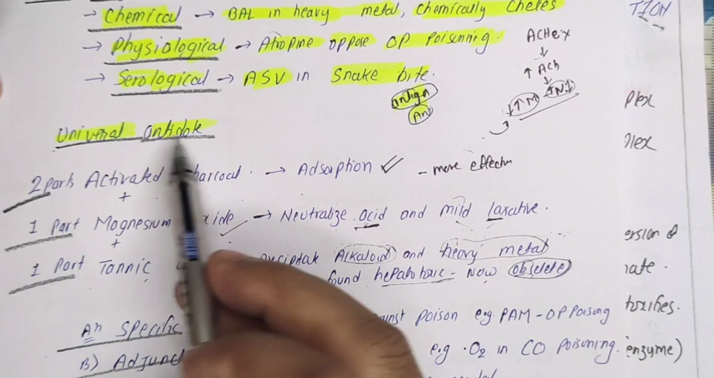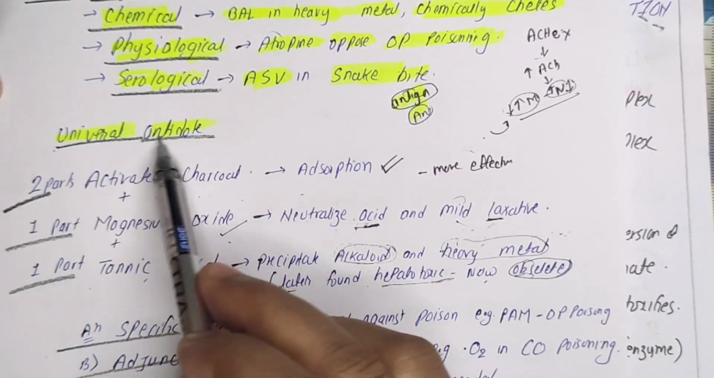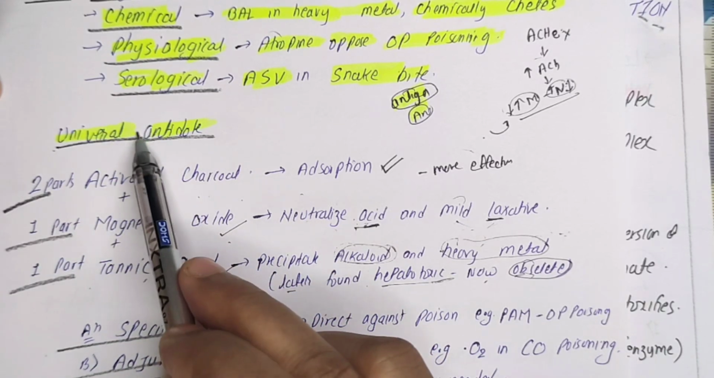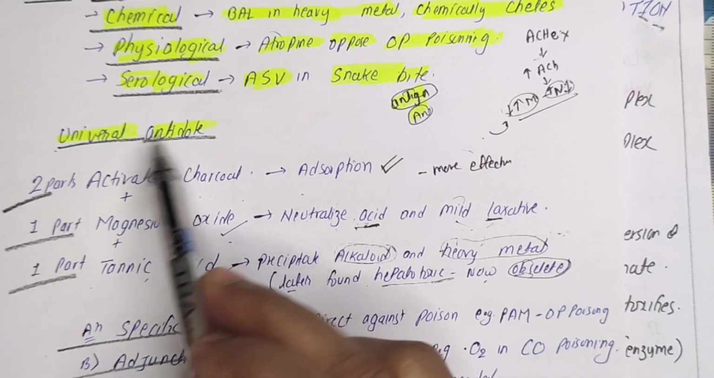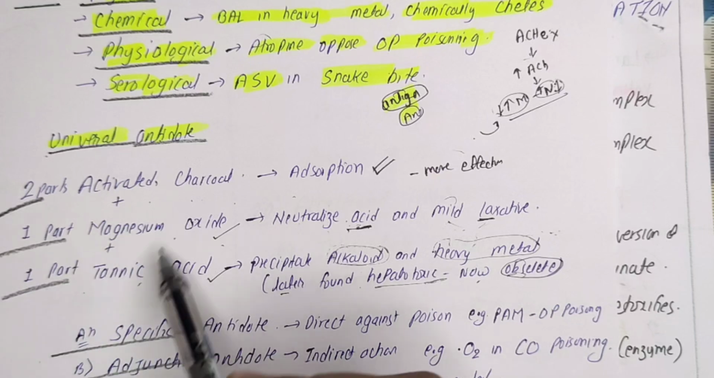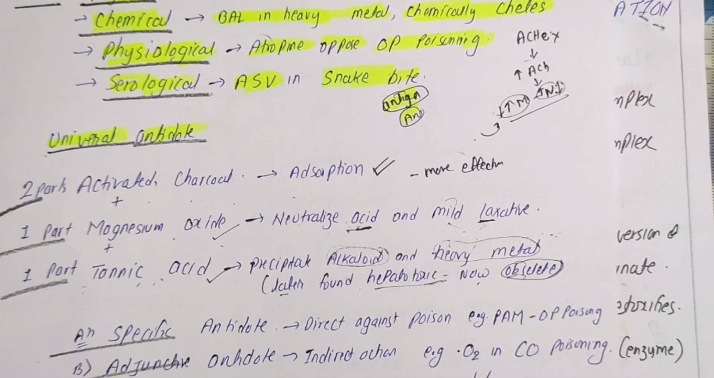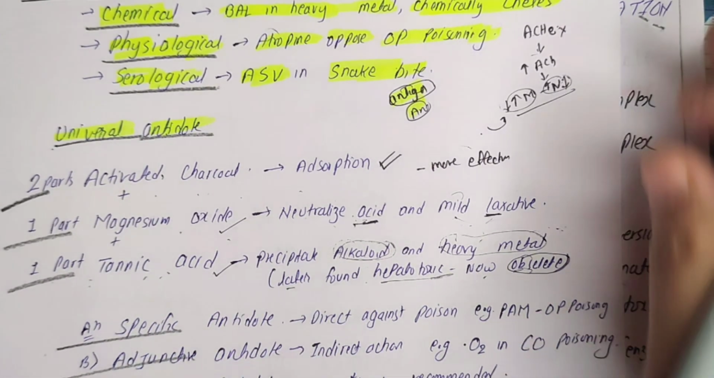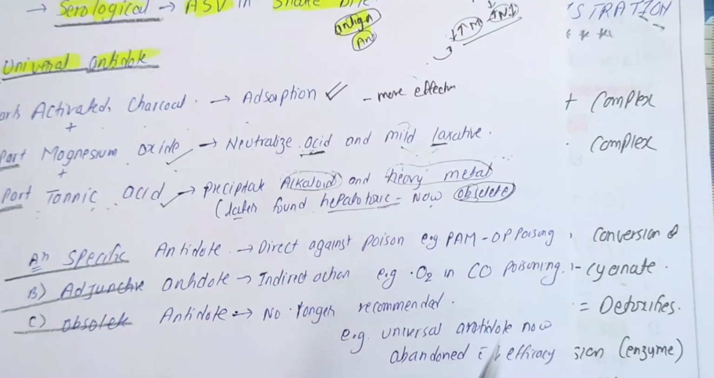However, from an exam point of view, it is important for us to remember what the universal antidote is. So the universal antidote is a combination of two parts of activated charcoal, one part of magnesium oxide and one part of tannic acid. Now let's see another way to classify the antidote.